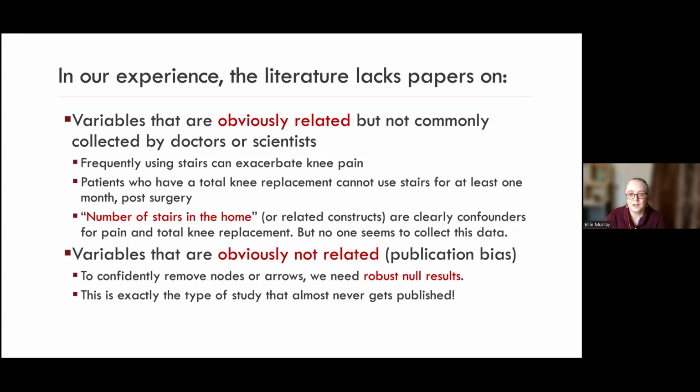So this is another reason why talking to subject matter experts in the field, to have them think about the sort of file drawer papers where, oh yeah, we studied that, but it was not related. That kind of information can be really useful, and you can get that from focus groups or surveys or interviews. You can't really get that from a literature search as easily.